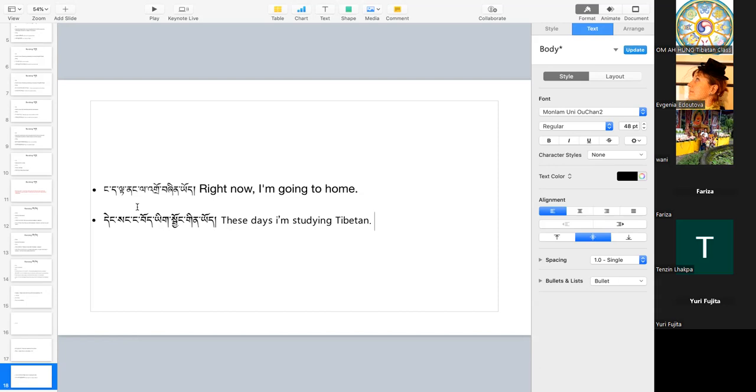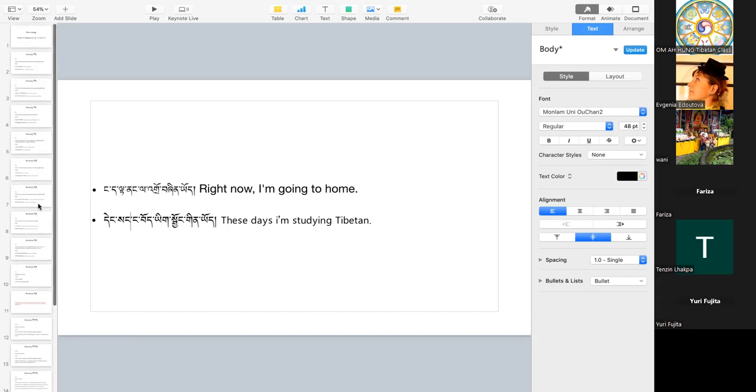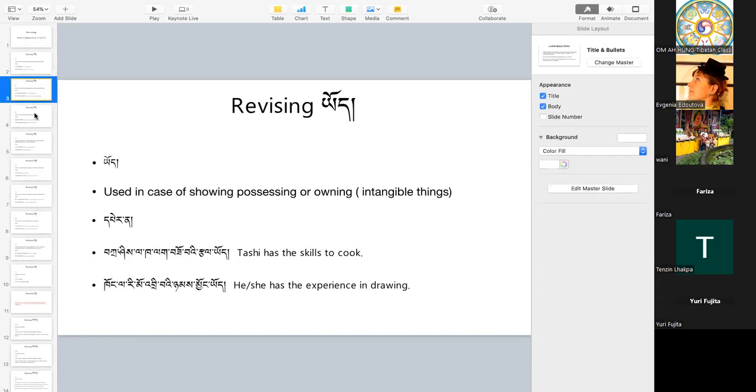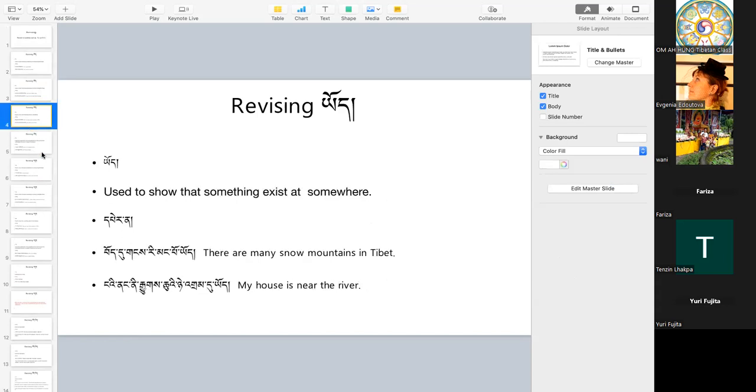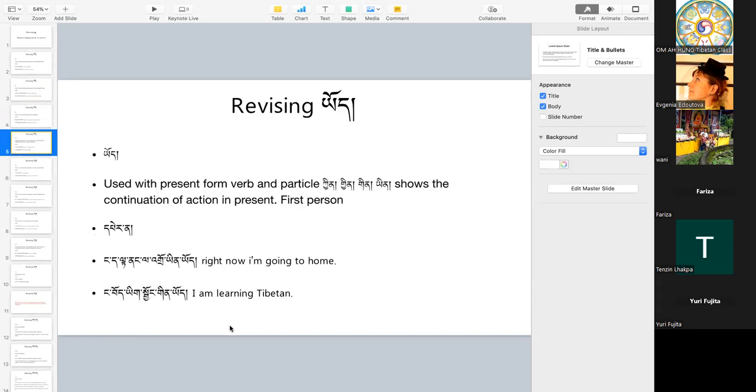So therefore, you see that just by the addition of this, the sentence, instead of Tengsang, if you say Tada, right now I'm studying Tibetan, this becomes continuous form, that I am studying the moment I'm stating it or narrating it. So usage of these things makes it continuous in present tense, and it's always used with the first person. So when it's the action, it's always with the first person.